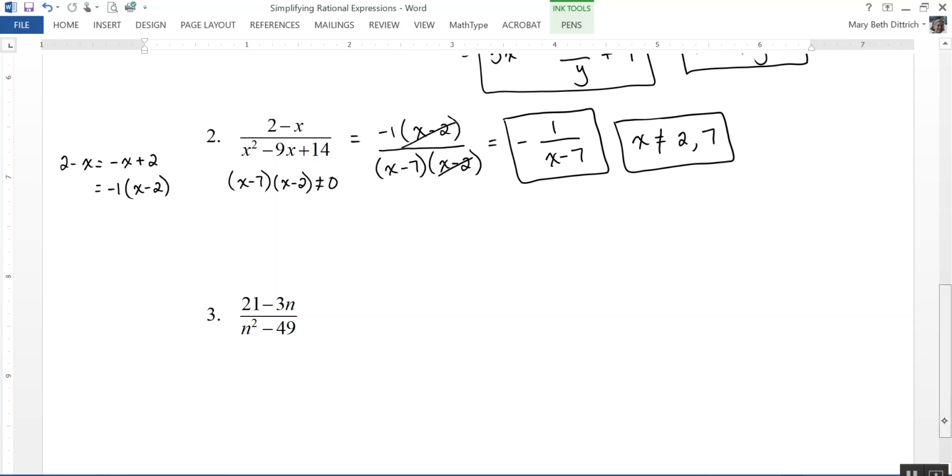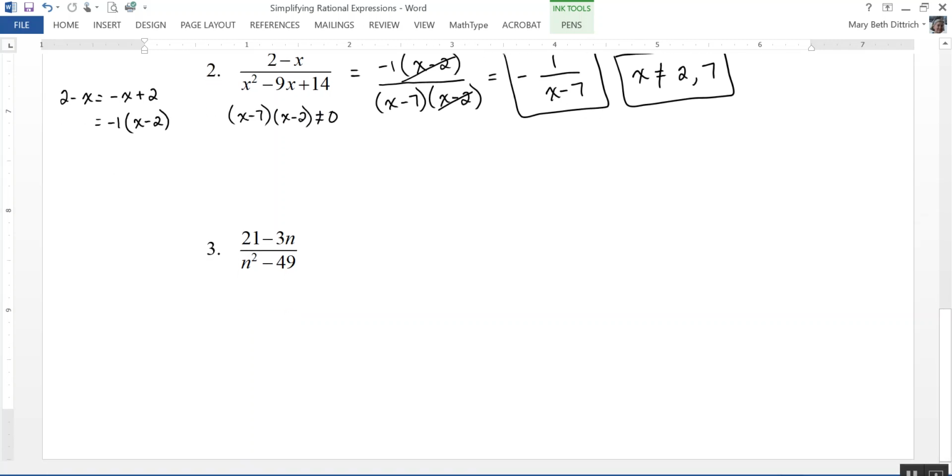And my last example here is 21 minus 3n over n squared minus 49. So again, I think I'm going to rearrange this because I don't really like the look of that. I'm going to write that as negative 3n plus 21. And when I factor out a negative 3, I'll get an n minus 7. So I think I'm going to go ahead and do that. So negative 3 times n minus 7. My denominator is a difference of squares, so that's going to give me an n plus 7 and an n minus 7.